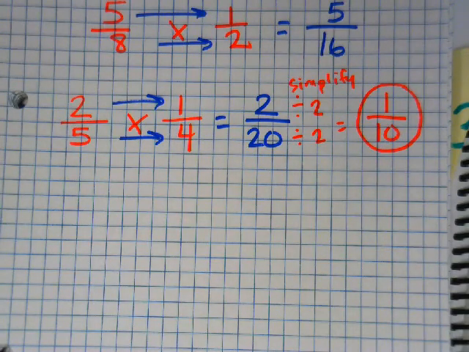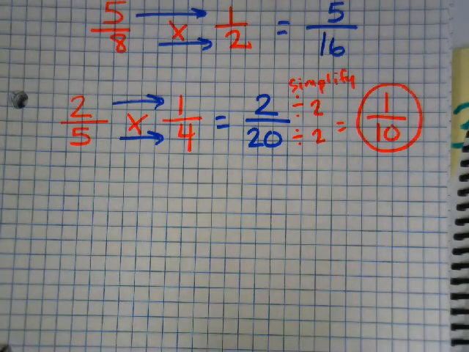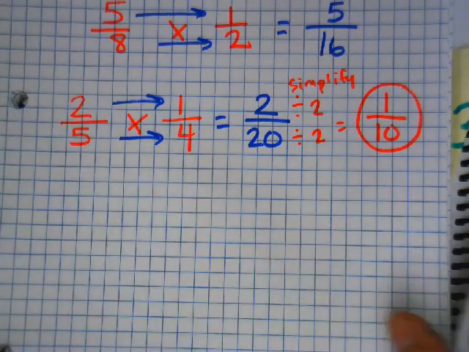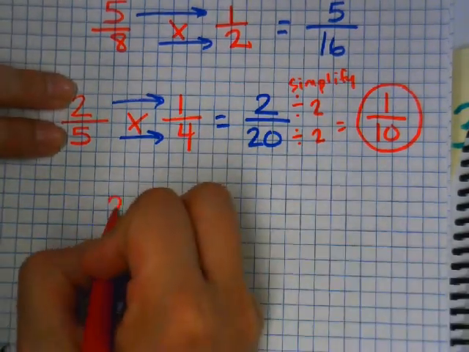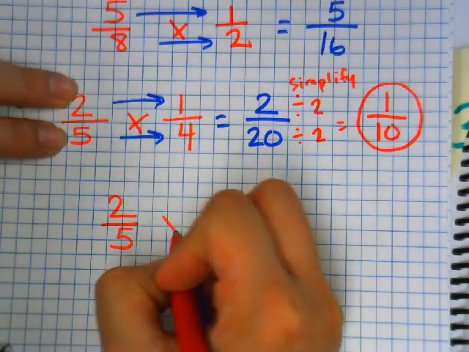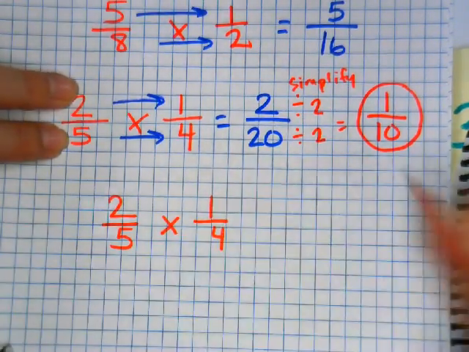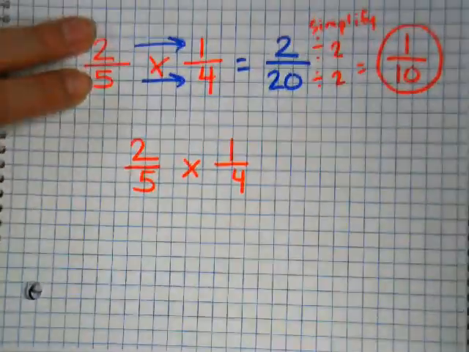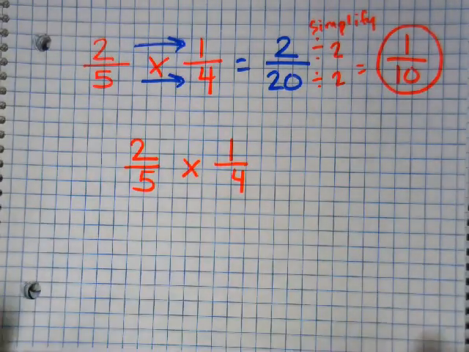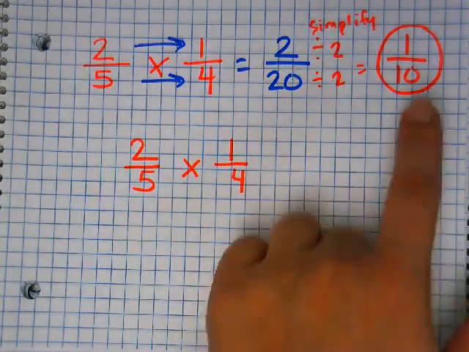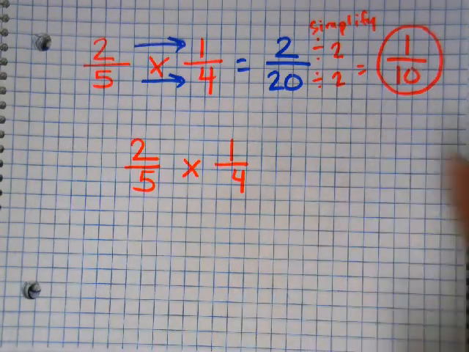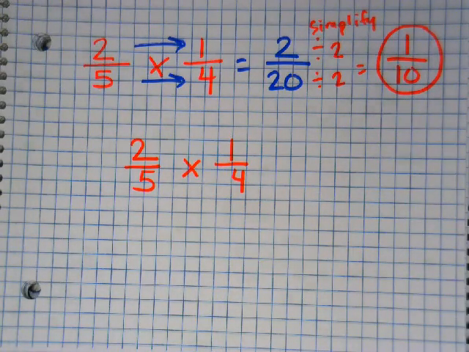All right, I'm going to show you a shortcut that might be useful with the same problem. So I'm going to use the same problem. 2 over 5 times 1 over 4. We already know the answer is 1/10. So this is how I show you a shortcut. We already know the answer, but it's a different way of doing it. What I like to call simplify the corners.